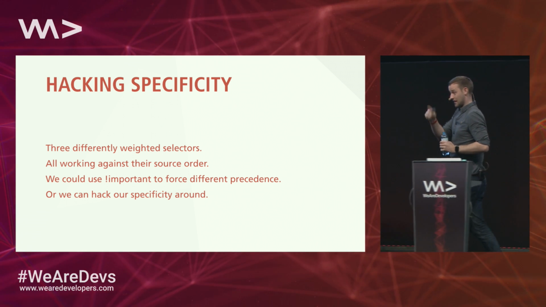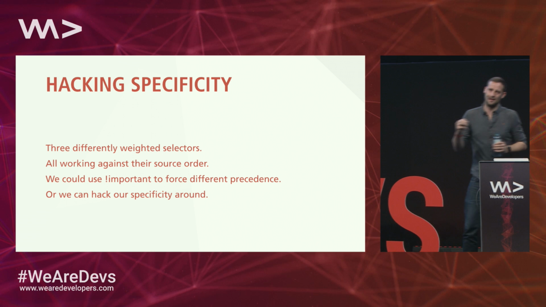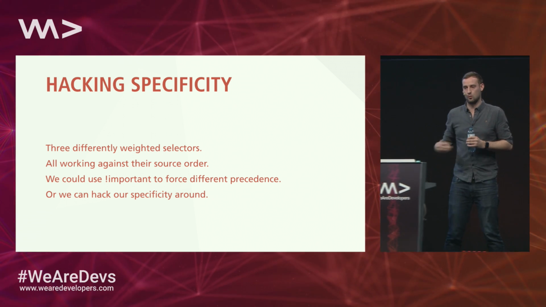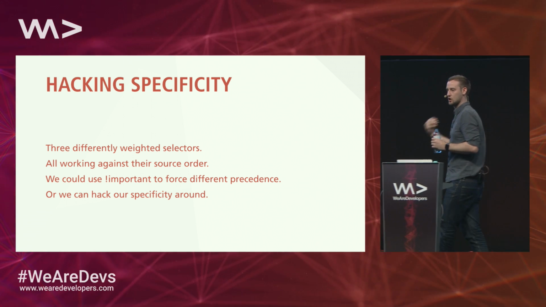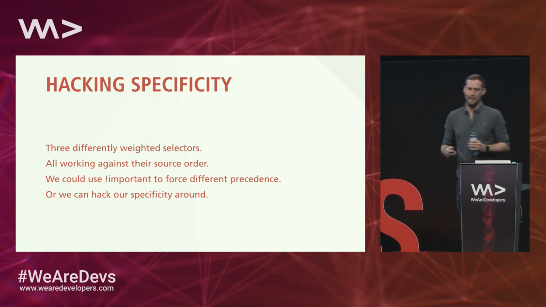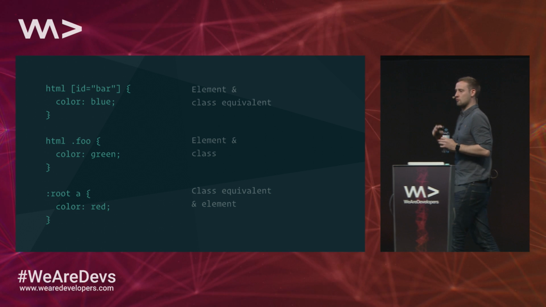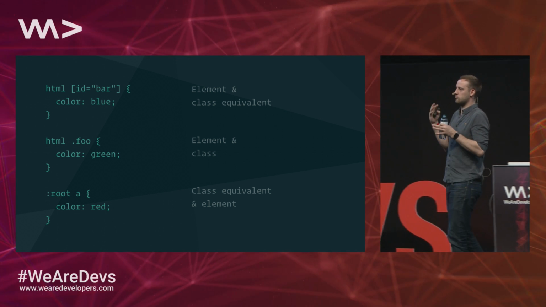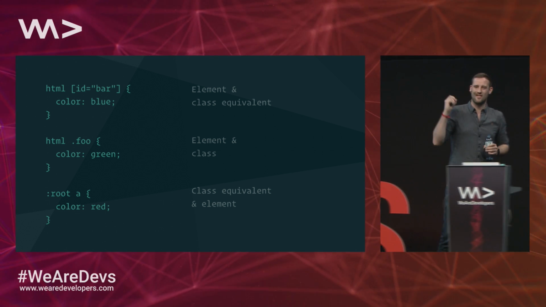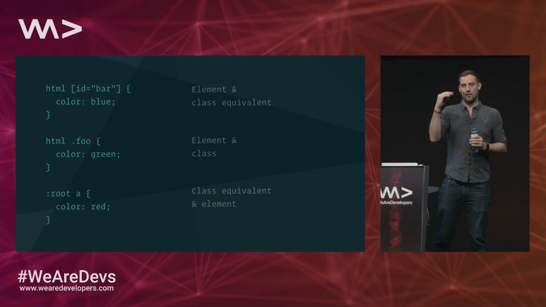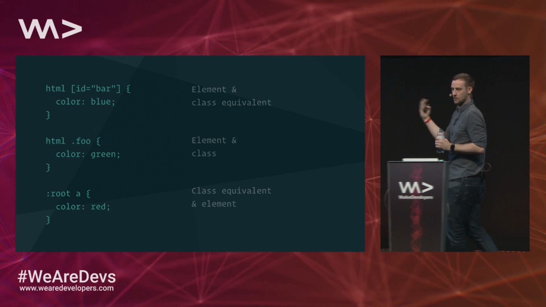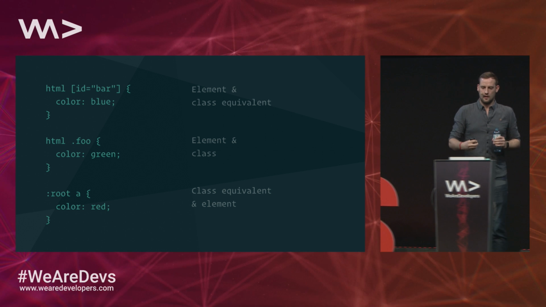We could use important, right? That's one option we've got, but please don't. Before reaching for an important, we've got different things we could try. We can actually hack specificity around. With the exact same HTML, we haven't refactored the HTML at all, but just by rewriting our selectors, we can bind onto the exact same HTML with equivalent specificity. Now all of a sudden this link goes red.